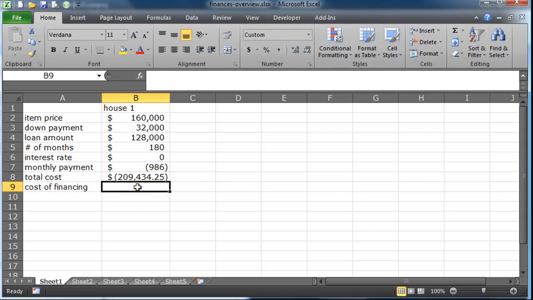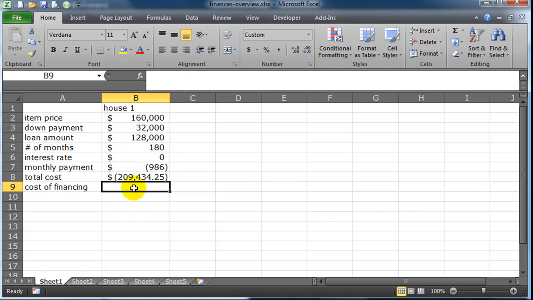Now that I know that my total cost is $209,000, I can easily figure out the cost of financing. So to figure out the cost of financing, I just have to figure out, well, if I paid $209,000 for the thing, in this case a house, and if I paid with a big chunk of cash, I could have just paid $160,000. Well, the difference is going to be the cost of financing. Now, it's a little bit weird just because we have a big negative number for our total cost, and we have a big positive number for our item price, so we don't just want to do a normal subtraction.